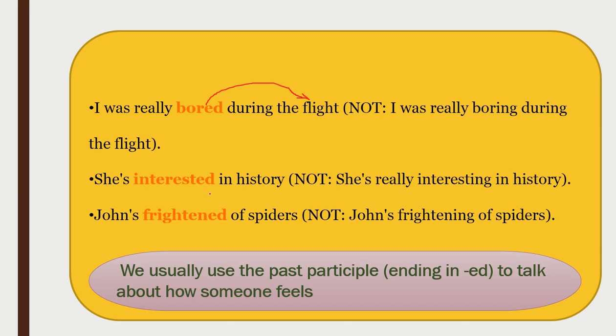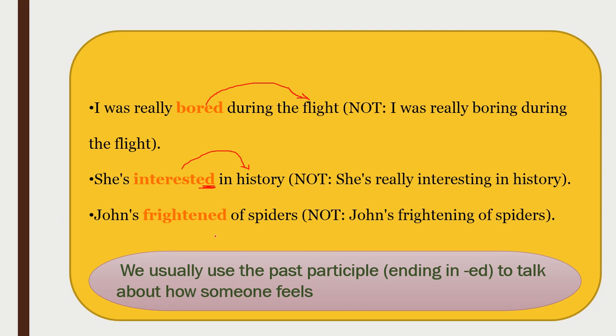And the second one, she is interested in history. We use the ed here because you are describing her feeling that she is interested. By what? By the history. And this means that the history was interesting. The history is the thing that caused her the feeling of being interested. So you cannot say she is really interesting in history, because this means that she's the one who was doing the action, the one who caused this feeling.